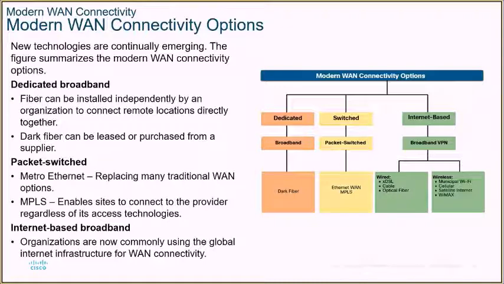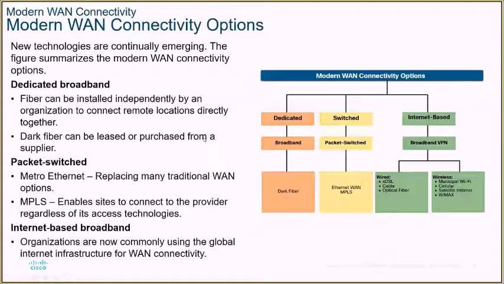Now, new technologies are continually emerging. The figure summarizes modern WAN connectivity options. So dedicated broadband. So fiber can be installed independently of an organization to connect remote locations directly together. Dark fiber can be leased or purchased from a supplier. Then they can have packet switched.